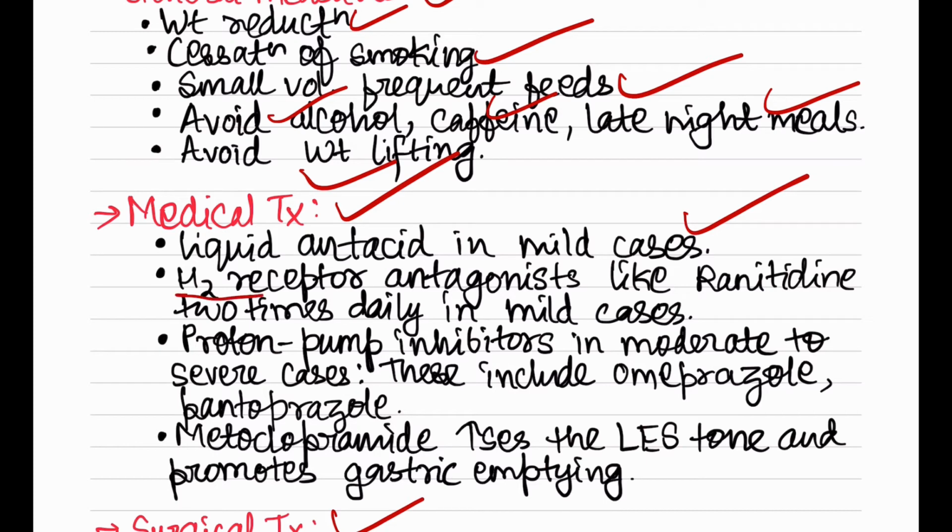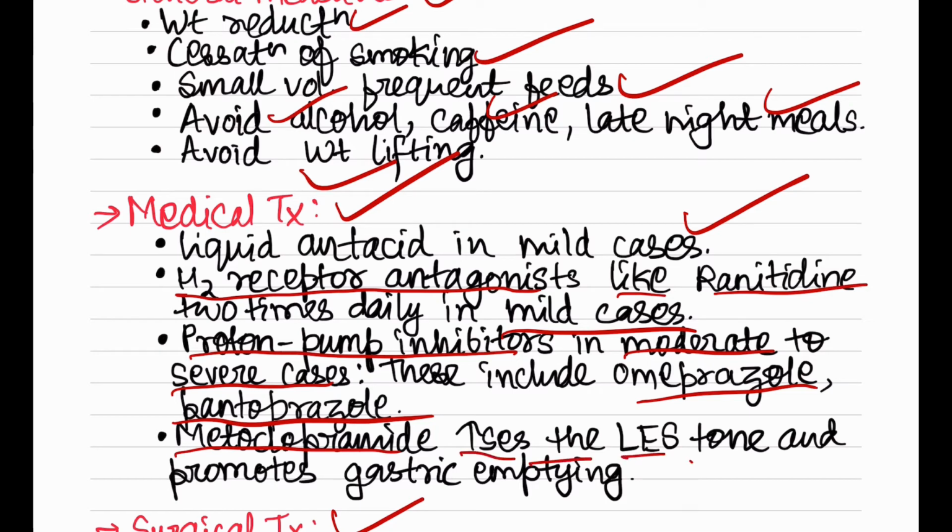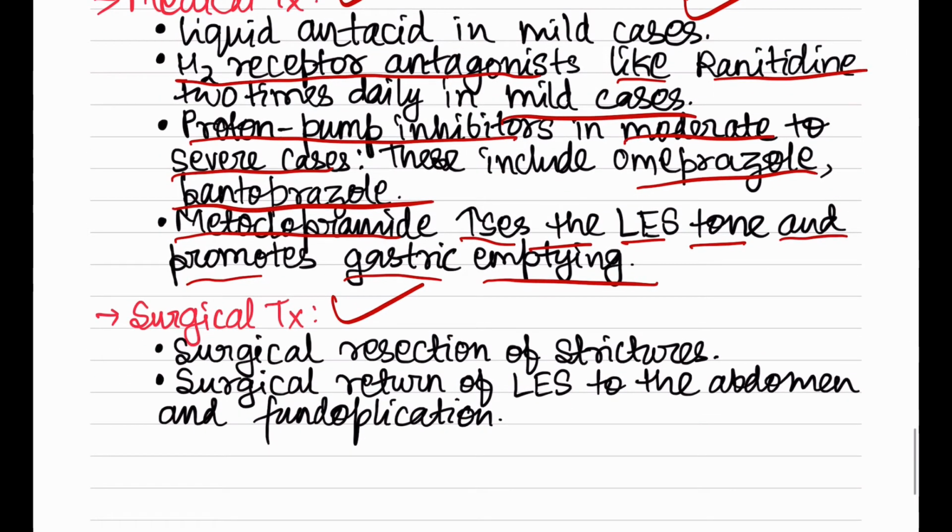Now coming to the medical treatment, liquid antacid is given in mild cases of gastroesophageal reflux disease. Then we have H2 receptor antagonists like ranitidine, which is also given in mild cases. Then proton pump inhibitors are used in moderate to severe cases of gastroesophageal reflux disease. It includes omeprazole, pantoprazole. Then we can also give metoclopramide, which increases the lower esophageal sphincter tone, and also it promotes gastric emptying.